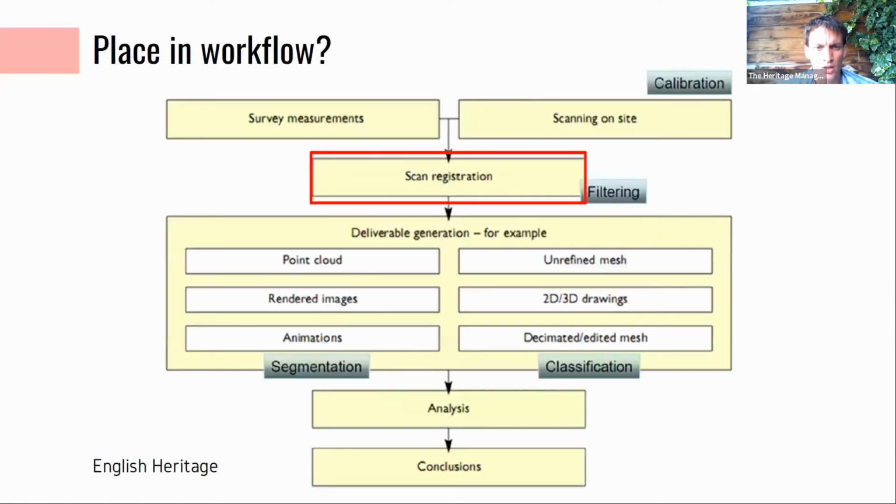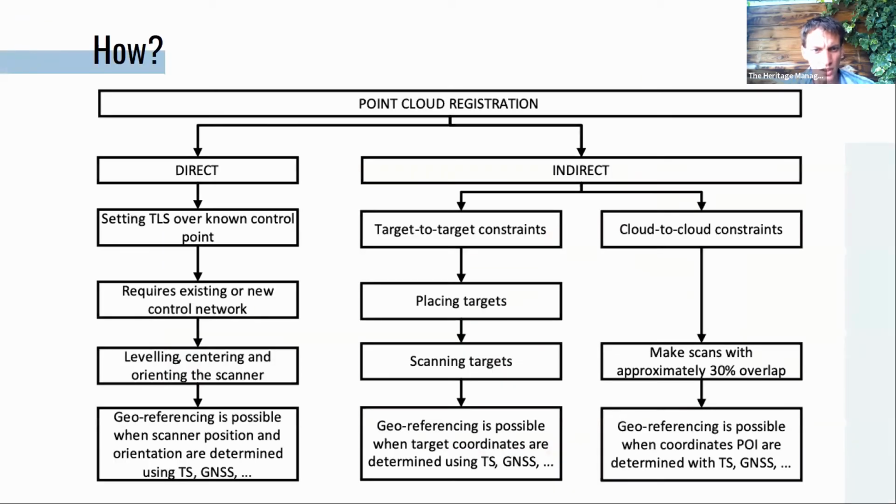So this is actually the same slide that I already showed you in my previous presentation. And what we do here is actually talk about this part of our process: scan registration, merging multiple scans into one coherent collection of point clouds, or the process of making or relating point clouds to a coordinate reference system. These are actually two separate things that we will cover in this presentation. There are two main ways of registering point clouds.